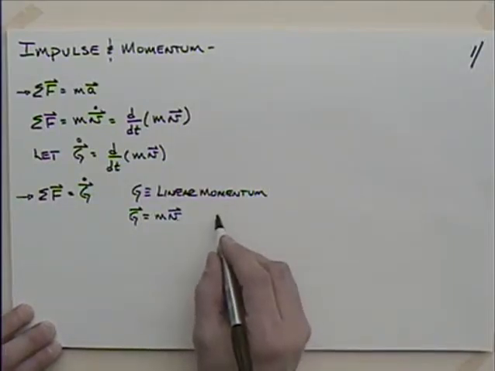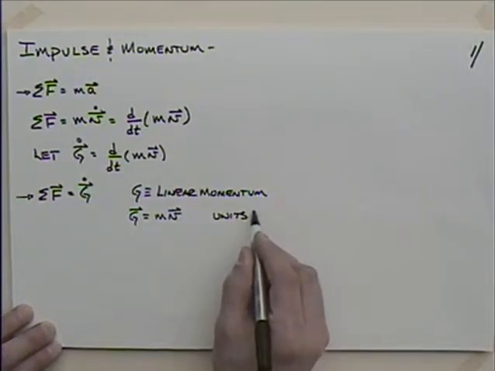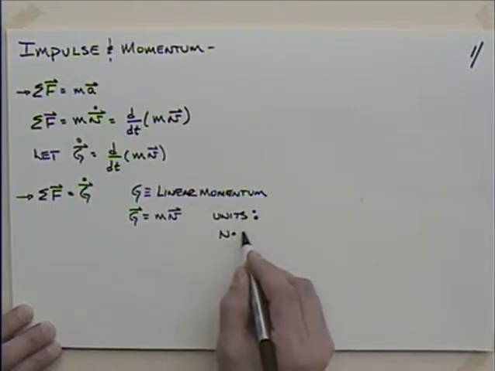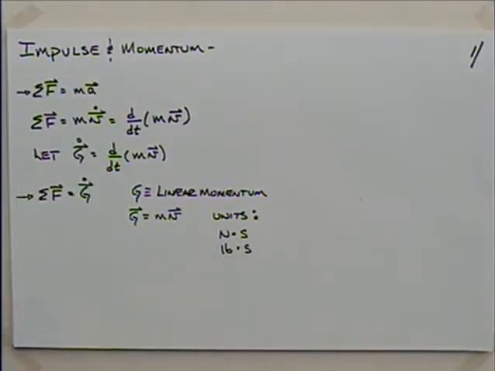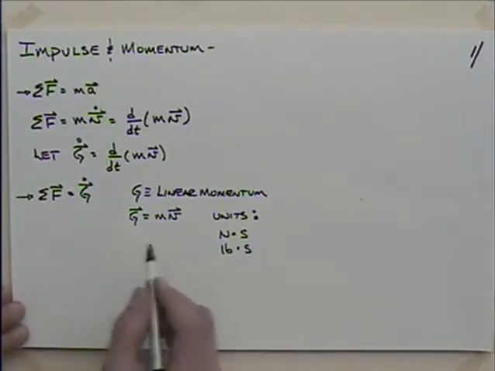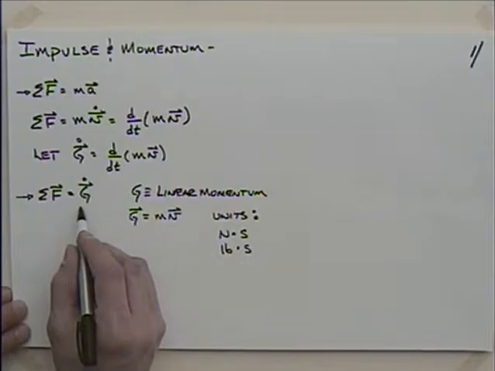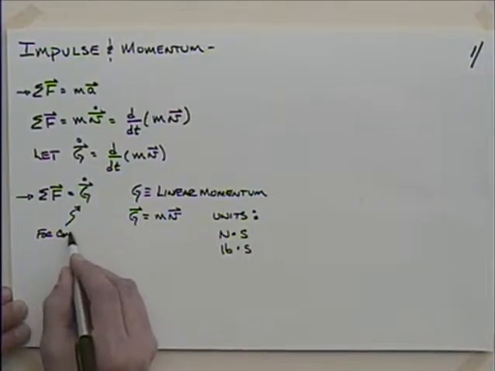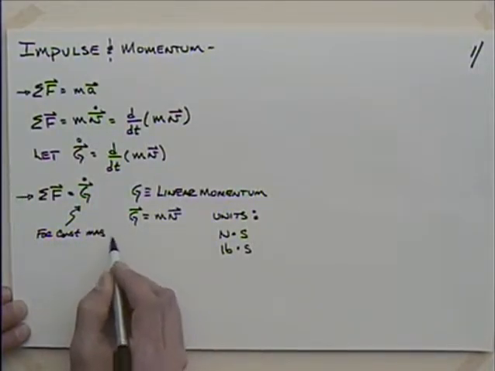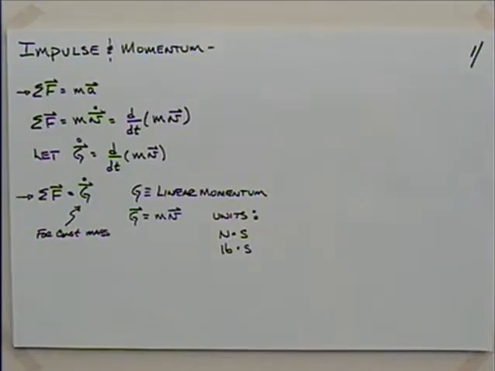Okay? It has units then, if we look at the units on this thing, of newtons times seconds, force times seconds, or pounds times seconds. Those would be the units on that. Well, one requirement on this equation here is that we have constant mass. A lot of good problems fall into that category. So we can say that the sum of the forces is equal to the derivative of the linear momentum.